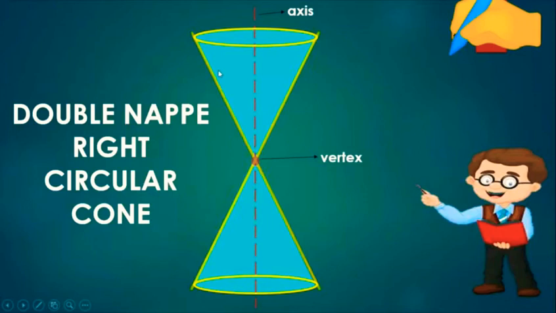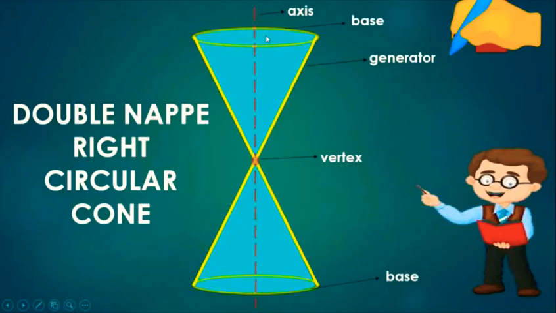These two distinct lines on the cone are called the generators of the cone. And these two circles on the cone are called the bases. And this part of the cone is called the lower nappe, and this part is what we call the upper nappe. Let's proceed to the conic section.